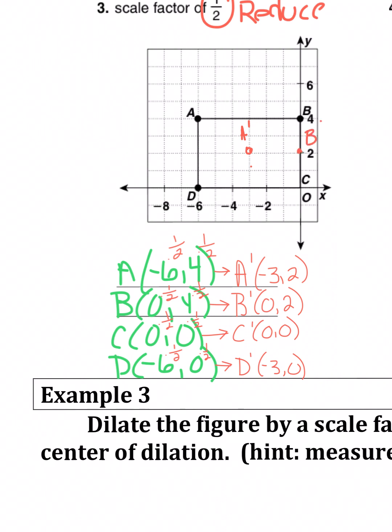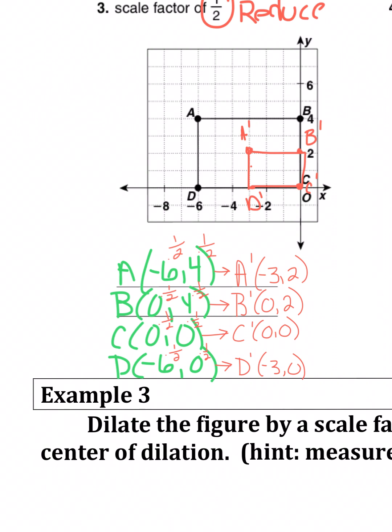My B prime goes right there. We said C prime stays at the origin, and D prime was at -3, 0. So now I'll connect my points, and I can see that I have my mini rectangle. It looks to be exactly the same shape as the original, but obviously it is smaller.